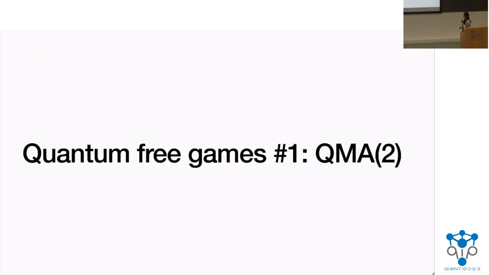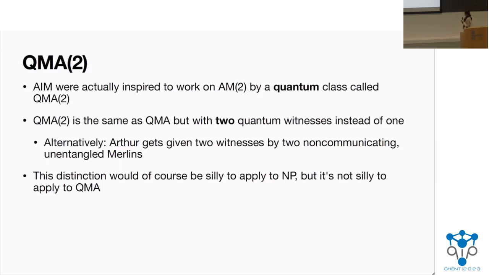Okay. So I'll talk first about this quantum generalization of classical free games called QMA2, and then I'll move on to another one called AM star. Okay, so what is QMA2? Aronson, Impagliazzo, and Moshkovitz were actually inspired to work on AM2, classical free games, by a quantum class called QMA2. So QMA2 is the same as QMA, which is quantum NP. So instead of having a classical verifier with a classical witness, you have a quantum verifier and a quantum witness. QMA2 is the same as QMA, but with 2 quantum witnesses instead of 1.